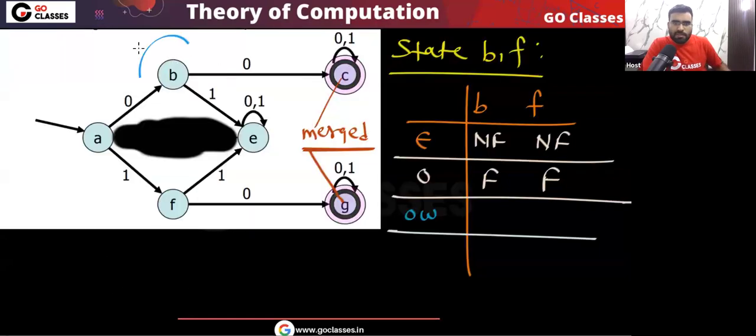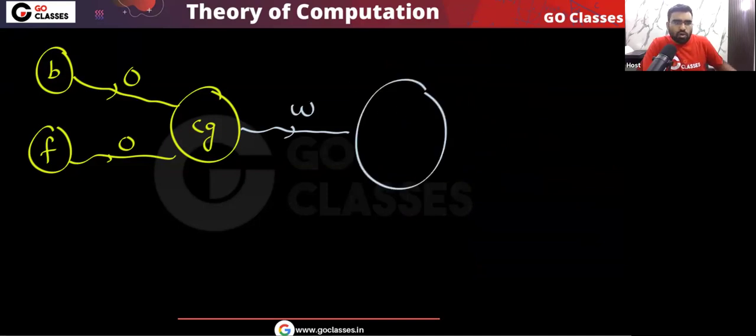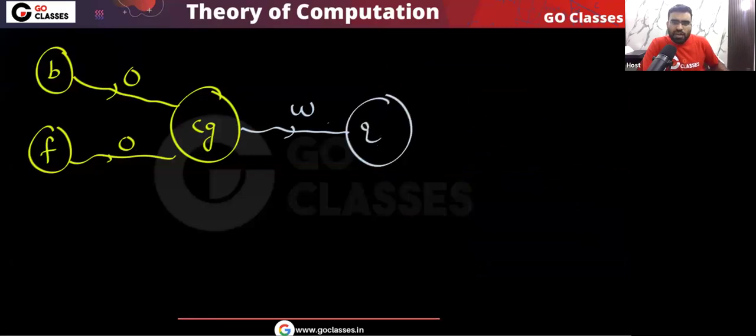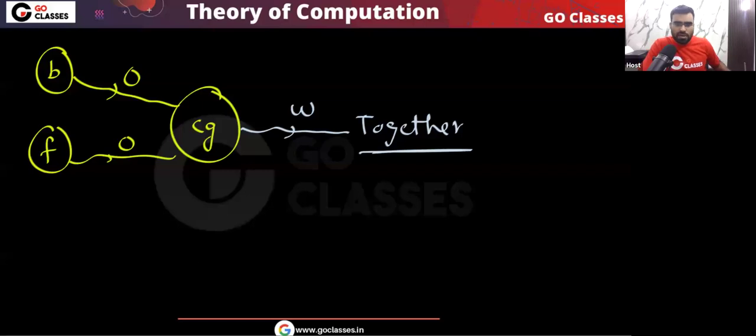So you can see this state B and this state F, on 0, they are going to the same state. So now whatever comes, what will happen? They will always go to final or non-final together. Do you agree with me? Yes or no? They will always go to final together, they will always go to non-final together. I can say that they will always remain together. Is this clear? Okay, very simple.